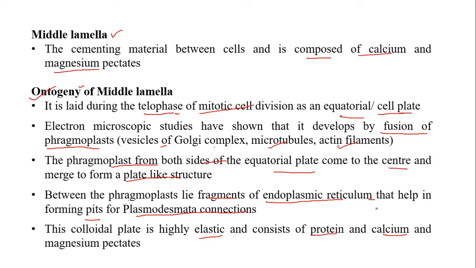That is what is explained in these sentences which are written here. We have already seen it occurs during the telophase or near the equator. It is formed by the fusion of Golgi vesicles, microtubules and actin fibers. The phragmoplasts move to the equatorial plate and merge with one another to form a plate-like structure. Fragments of endoplasmic reticulum get embedded, and this forms pits which help in plasmodesmatal connection. And this plate, which is colloidal in its nature, is elastic, and has proteins, calcium and magnesium peptides.